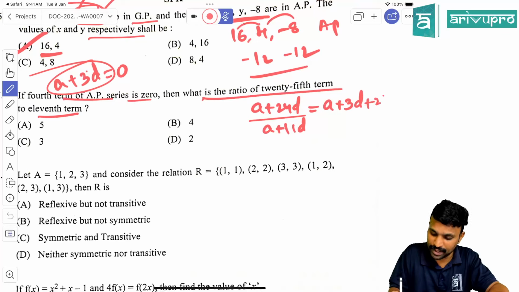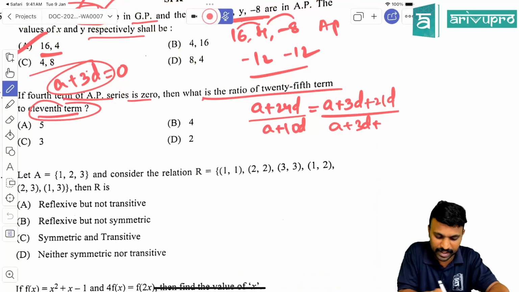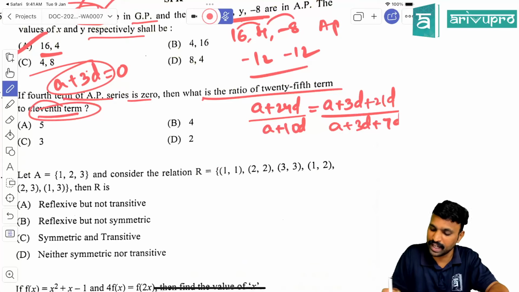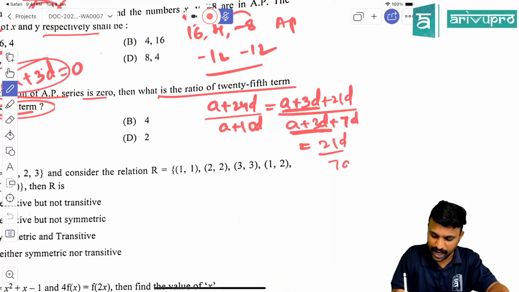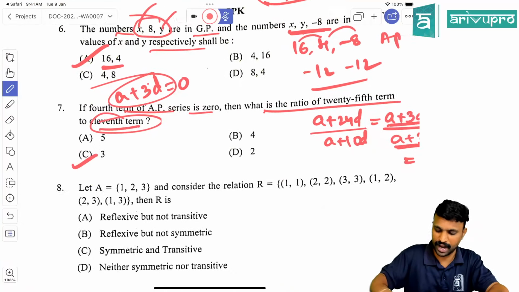A plus 3D plus 21D divided by A plus 3D plus, this is 10D actually, because the 11th term is A plus 10D. So it's going to be 7D. Yes or no? Now what will happen? The value of A plus 3D in both numerator and denominator is 0. So what remains is 21D divided by 7D. D cancels. So 21 by 7 is 3. So option C is the right answer.